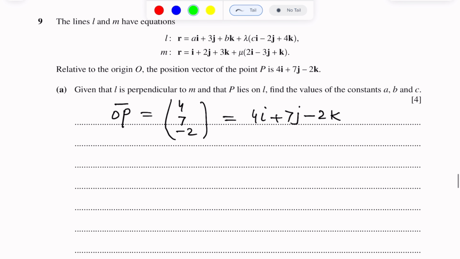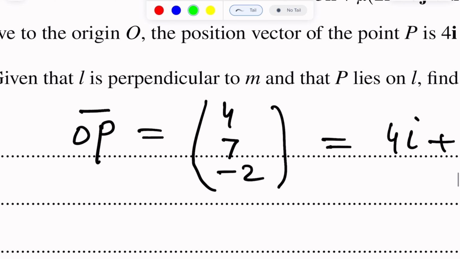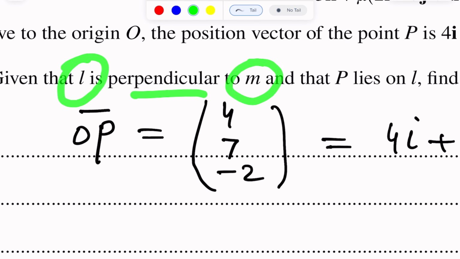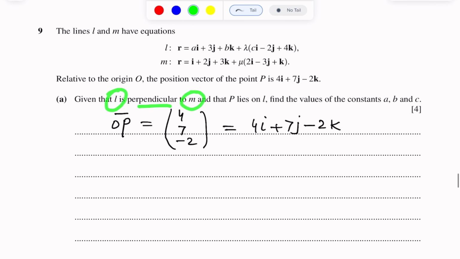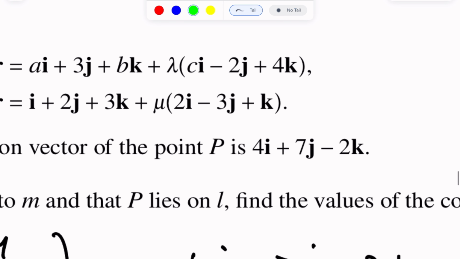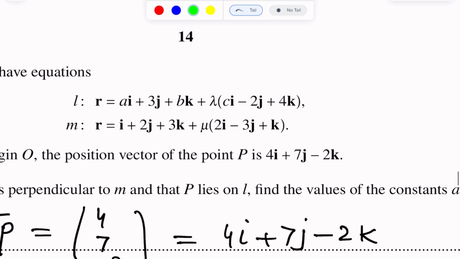Now, since it is given that line L is perpendicular to line M, the dot product of the direction vectors will be 0, because the two lines L and M are perpendicular. This means that the dot product of this vector, which is the direction vector of line L, and this vector, the direction vector of line M, will be 0.